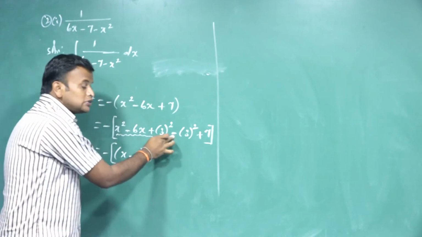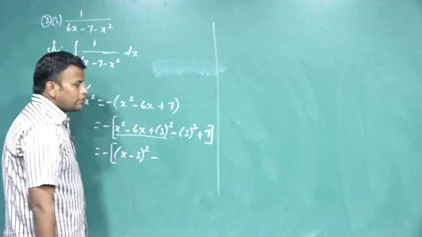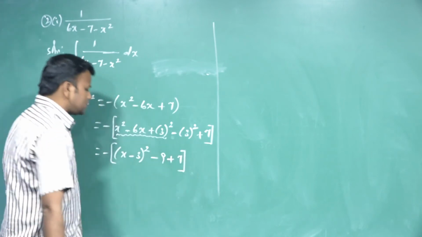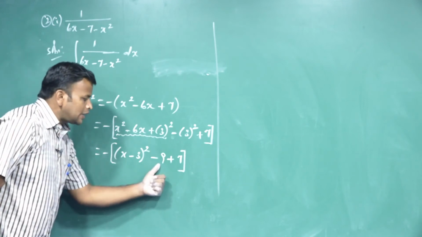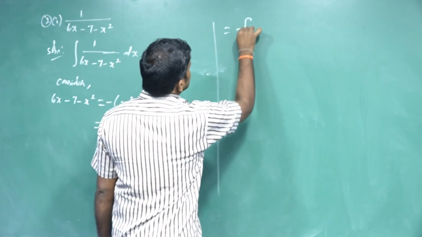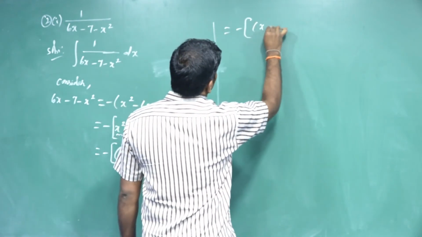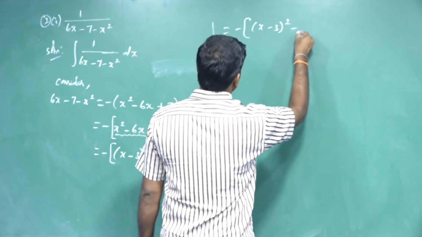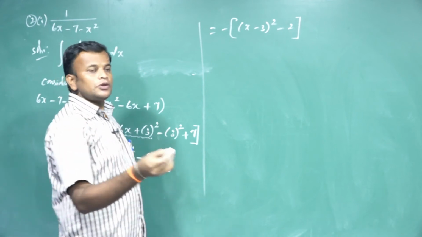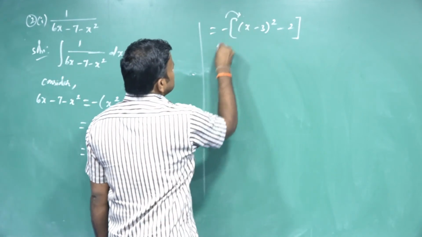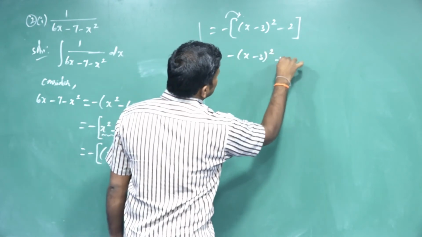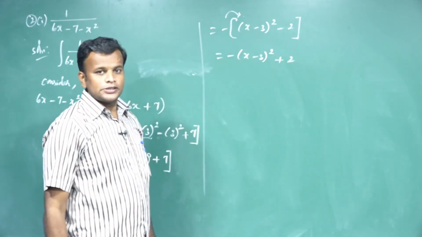Minus, this is how the minus is outside. 3 square, the value of 3 square is 9. Plus already 7 is there. Minus 9 plus 7 is minus 2. Minus of x minus 3 the whole square minus 2. Now we simplify. After the simplification, we multiply the minus sign inside. So we get minus of x minus 3 the whole square. Minus and minus is plus.